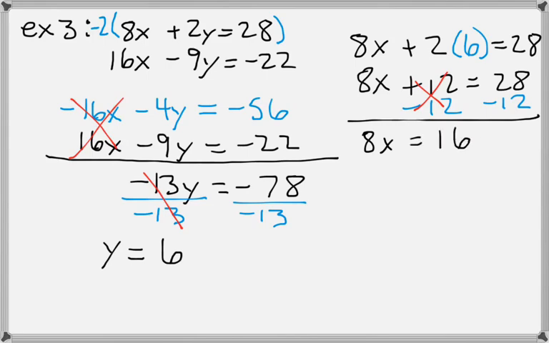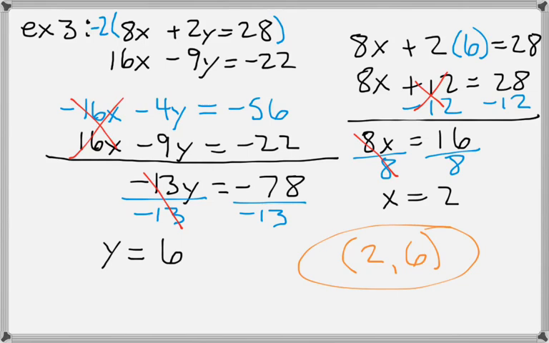Now to get x by itself, we need to divide both sides by 8. And we get that x is equal to 2. Step 5 is complete. Now we have to write our final answer as a point on a plane. So we need our x coordinate first, 2, followed by our y coordinate, 6. And we have the solution to this system.